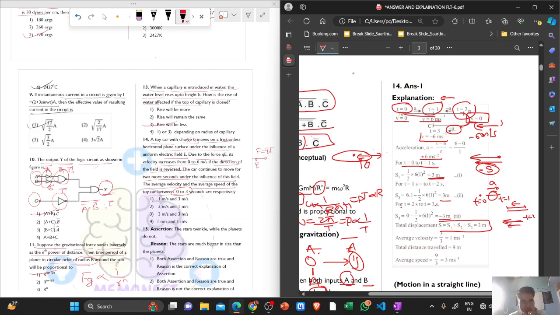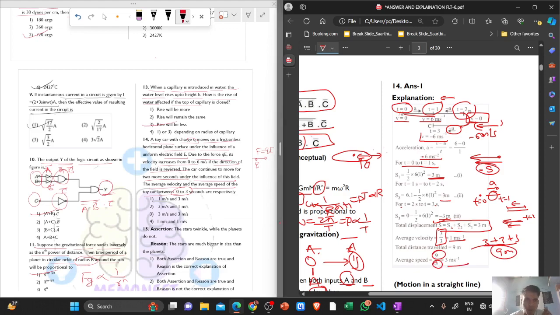So it has taken three types of displacement in different ways: first accelerating, then retarding, then reverse accelerating. So the net displacement will be s1 plus s2 plus s3. Now we can easily calculate the average velocity. Average velocity is total displacement over total time, so it will be 3 upon 3, that's 1 meter per second. And average speed is total distance, where distances are all added: 3 plus 3 plus 3, that is 9 meters. 9 upon 3 is 3 meters per second.